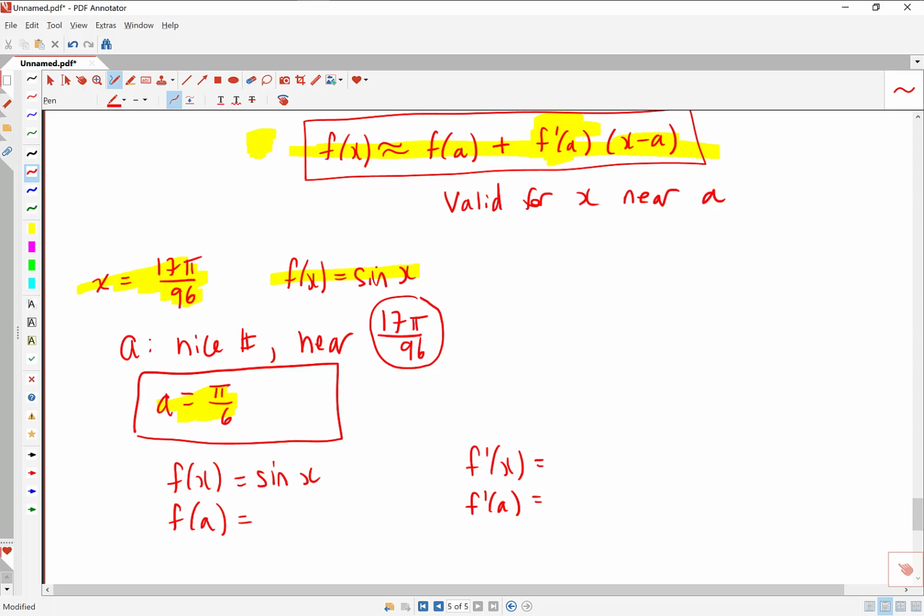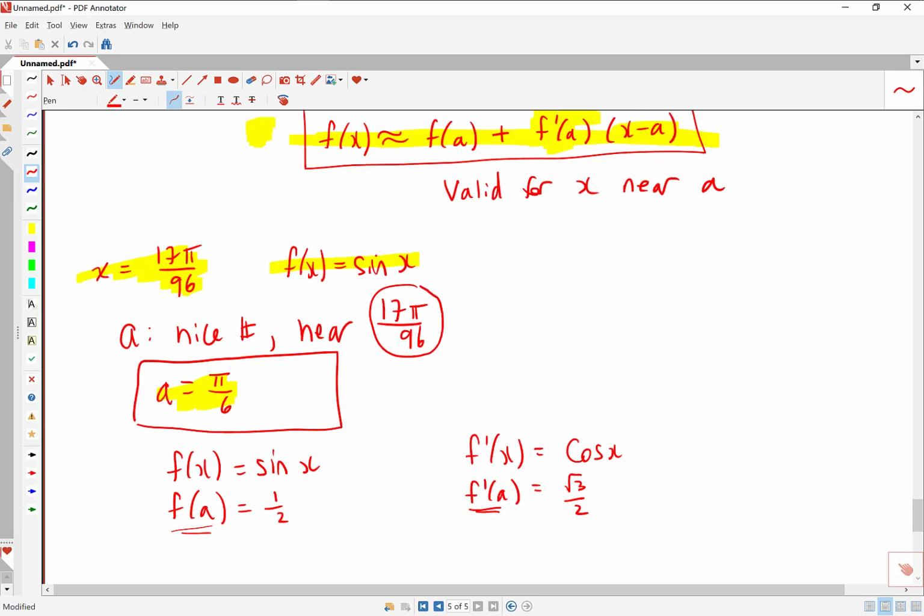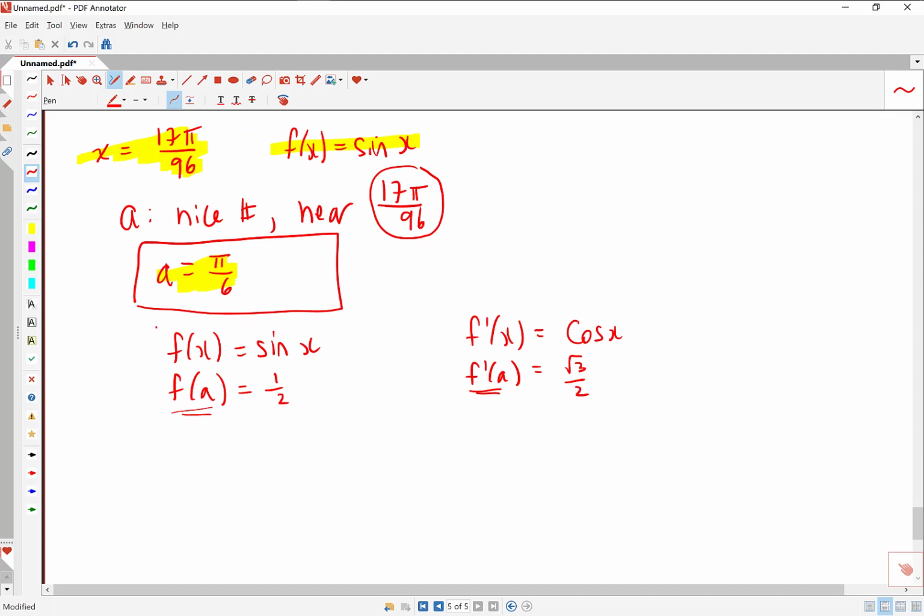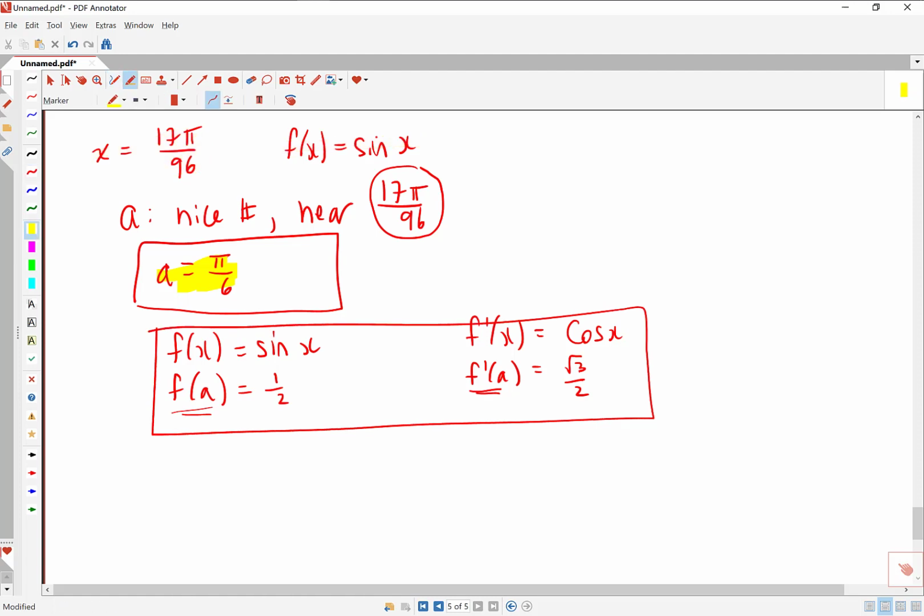That way we'll have all our numbers organized in one place. Okay, so f of a: f of a is sine of pi over 6. That's 1/2. F prime of x, well, if our function is sine x, our derivative is cos x. And then f prime of a is what happens if you plug your number, pi over 6, into the cosine function. You get √3 over 2. And now we've got all the numbers that we need to plug into our linearization formula. You just need to know your a value, your f of a value, and your f prime of a value. So we're good to go.